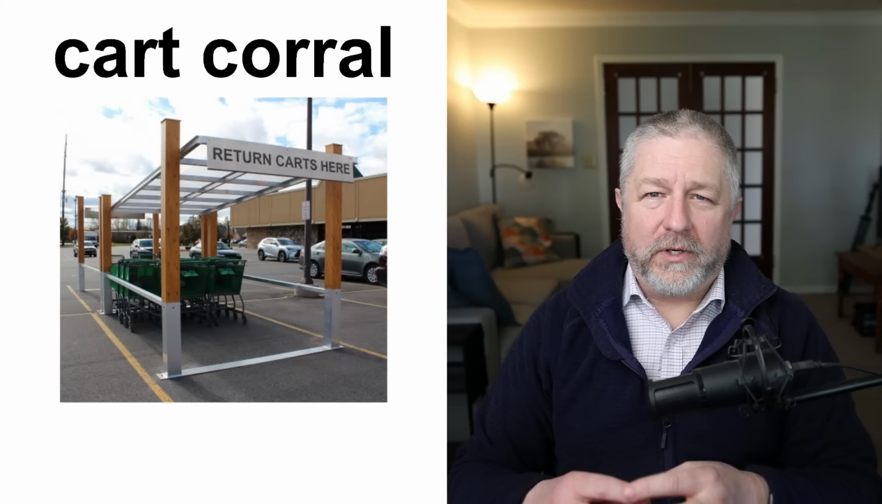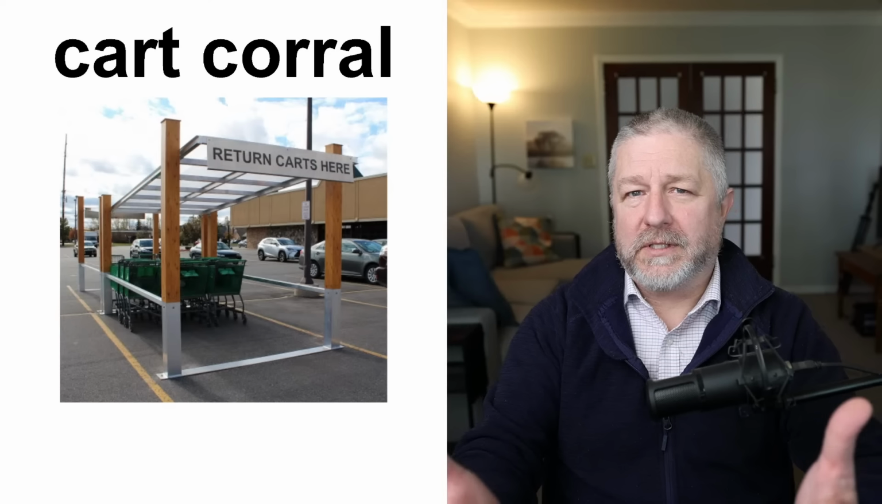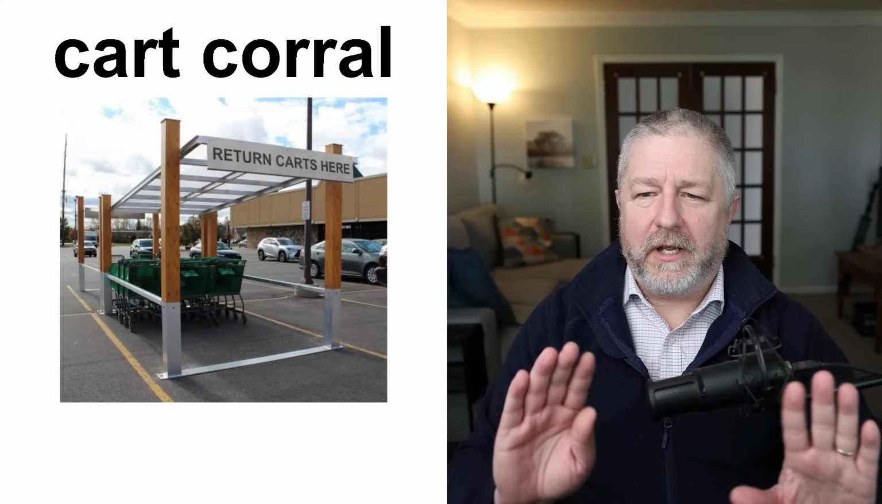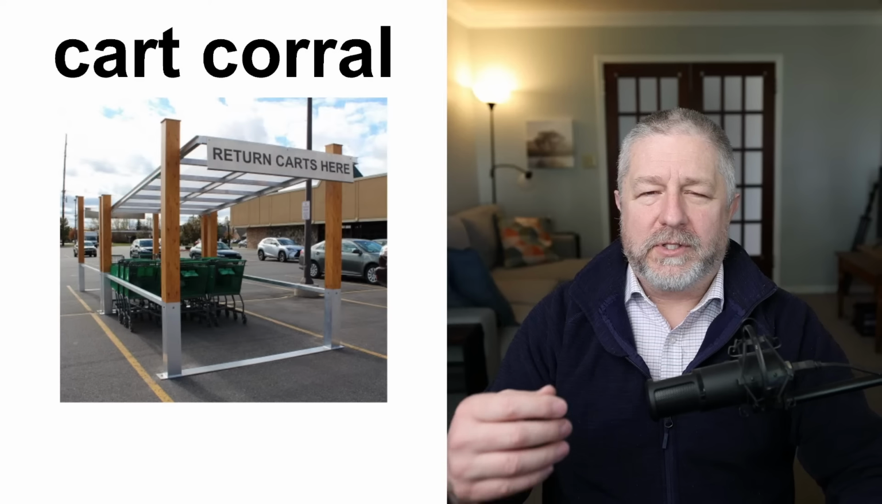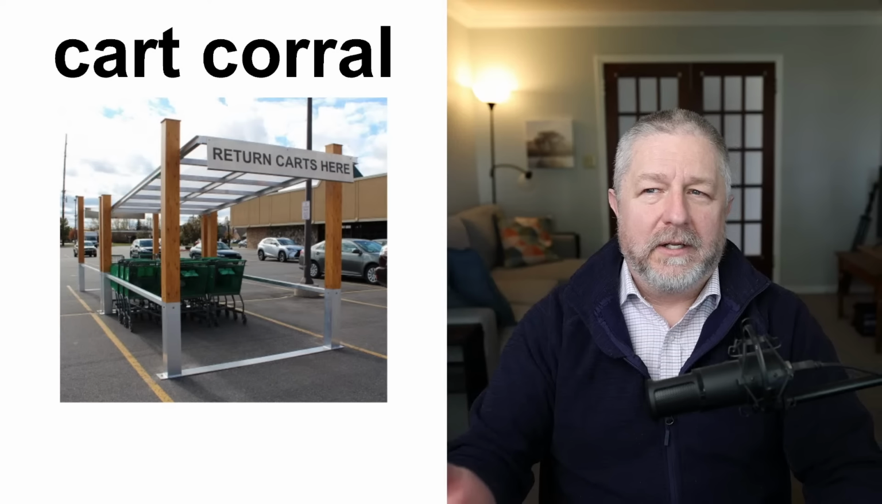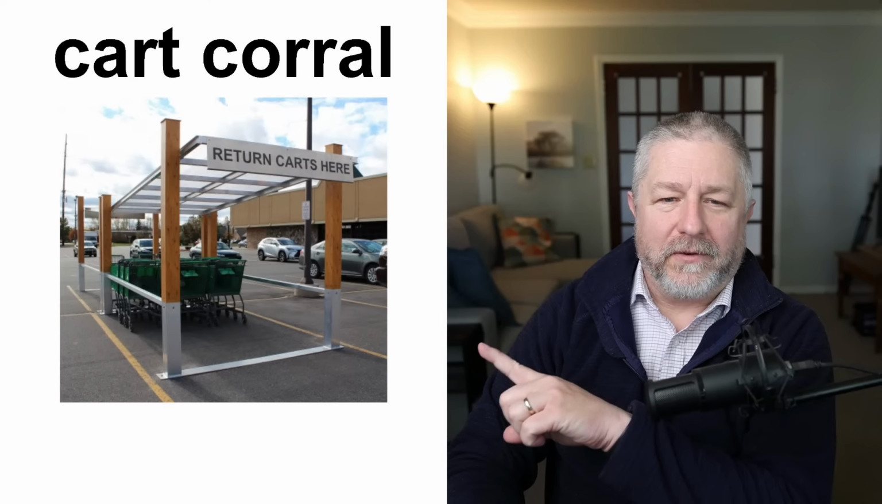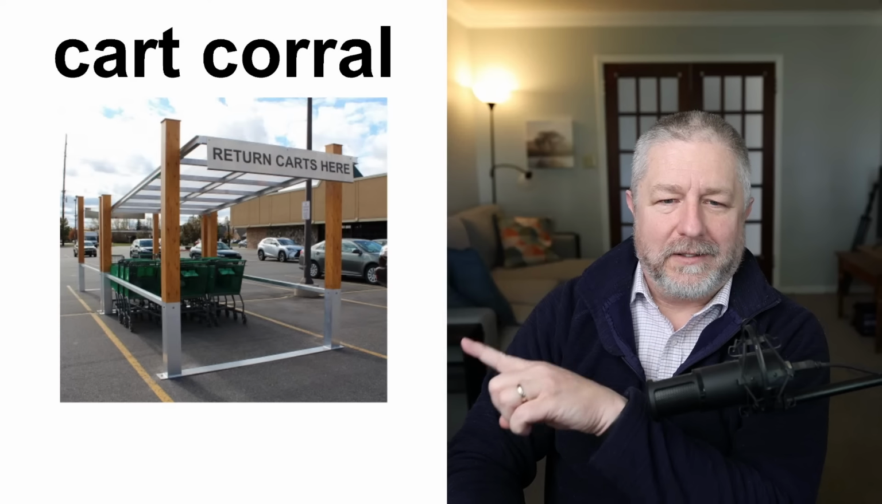Now, if you don't know the word corral, it's an older word for a place where they would keep horses in a farmyard. It was usually round, and it was a place where they would keep them temporarily or train them or teach them how to have a rider on them with a saddle. But now we use the word corral for other things. So cart corral: a place where you put your grocery cart after you're done using it, after you've unloaded your groceries into your car, you put them in the cart corral.